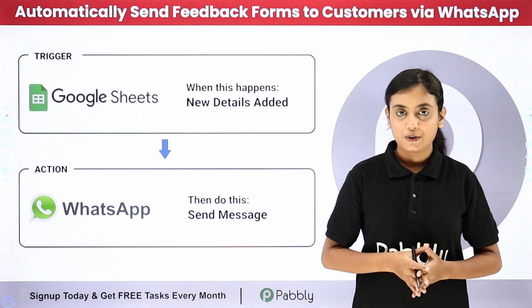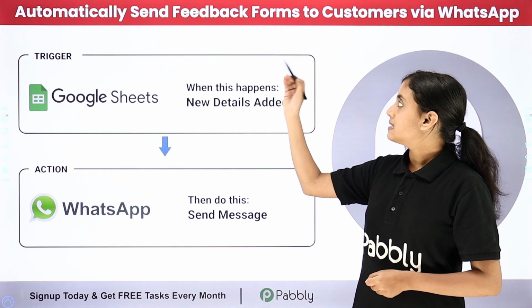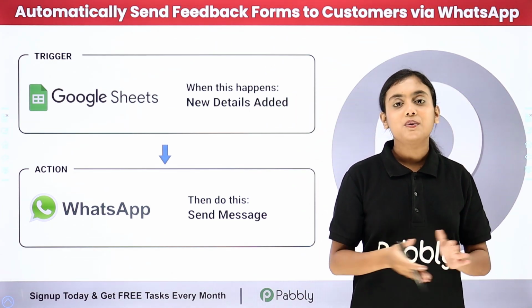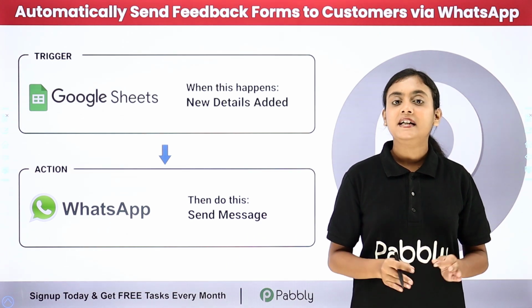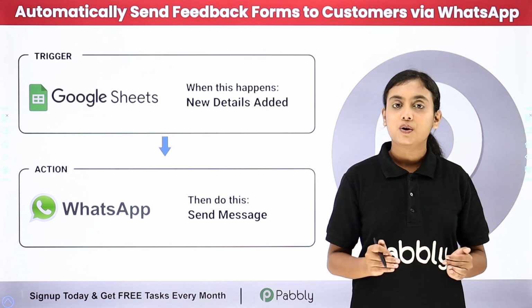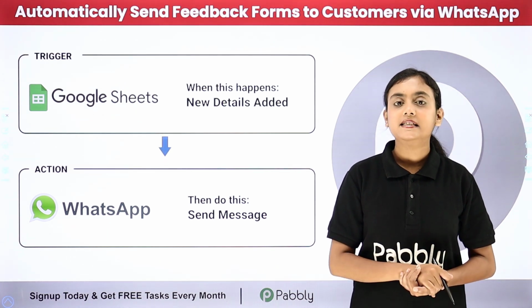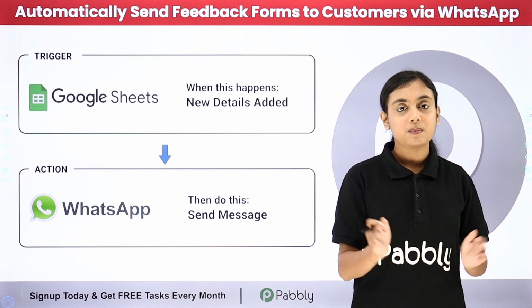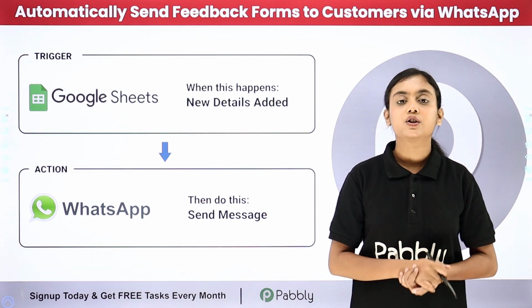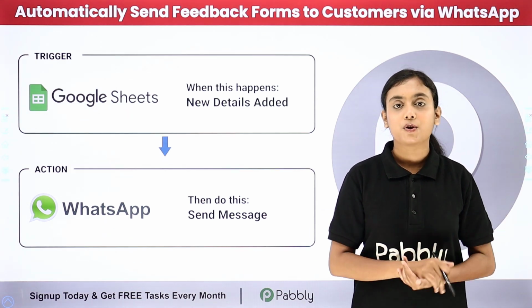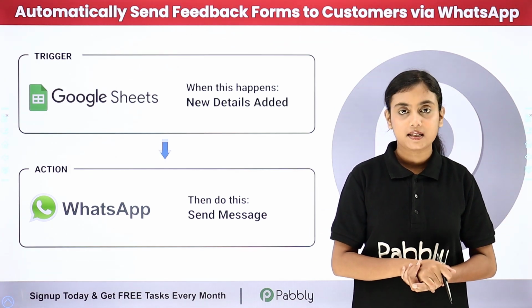In this video, we are going to learn how to automatically send feedback forms to customers via WhatsApp. So I am an owner of a business and I create a record of all of my customers in Google Sheets. I want that as soon as I add the details of my customers in Google Sheets, that same customer gets a WhatsApp message with the attachment of the feedback form so that they can write their feedback according to the products or service that they have received.